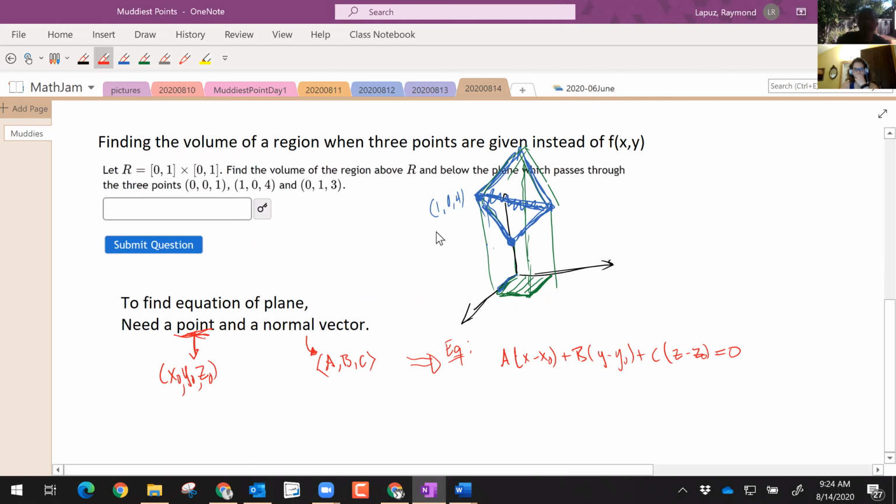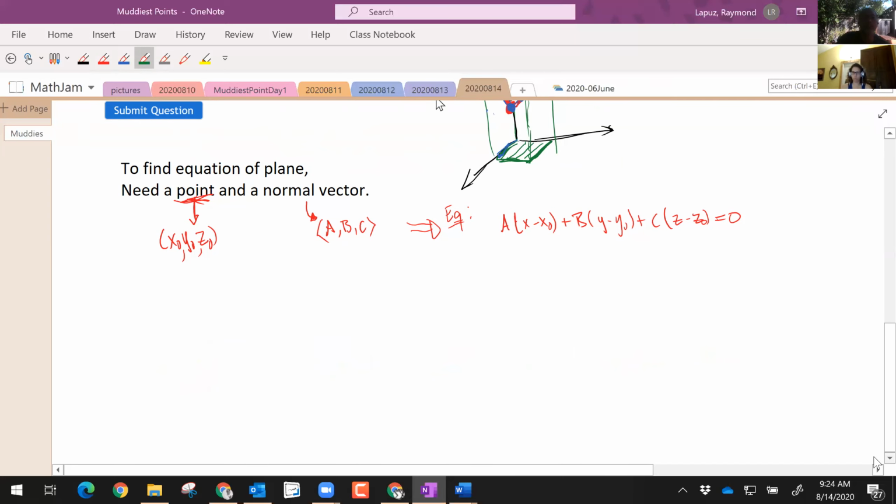But it turns out that we can find a normal vector by taking a look at a couple of vectors that are on the plane. And do you remember how to find a vector perpendicular to 2 other vectors? Remember? No, okay. I don't think so.